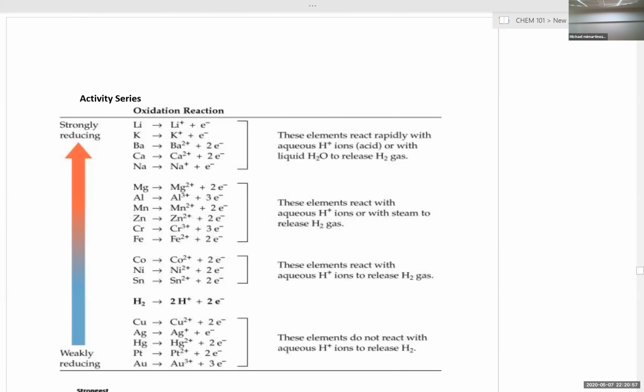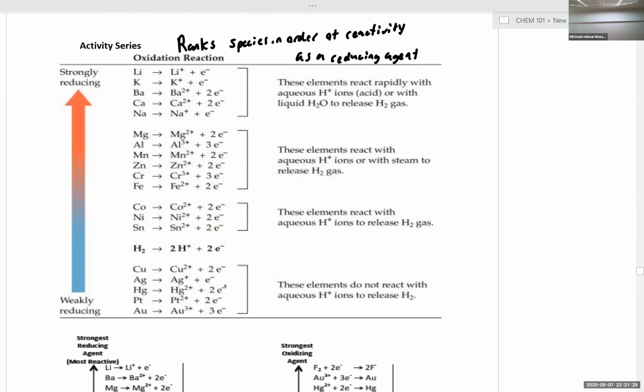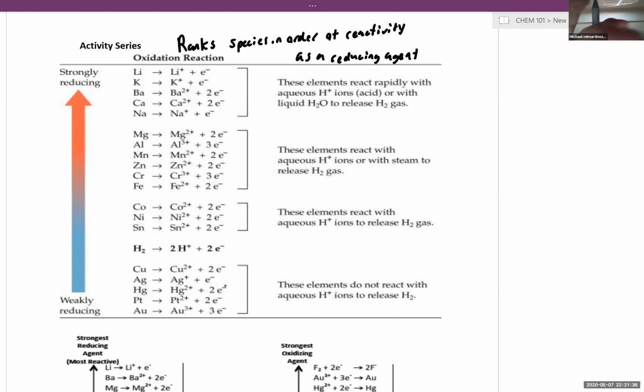So we're now going to look at a tool for predicting displacement reactions. So our activity series, quite simply, ranks species in order of reactivity as a reducing agent. Now, the beautiful thing about the activity series is you can use it to predict whether a displacement reaction will occur.